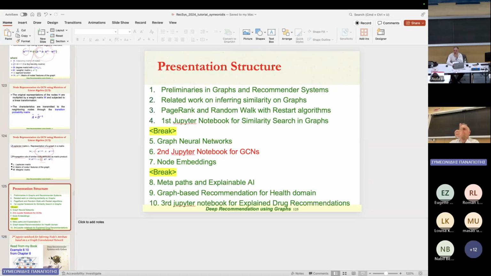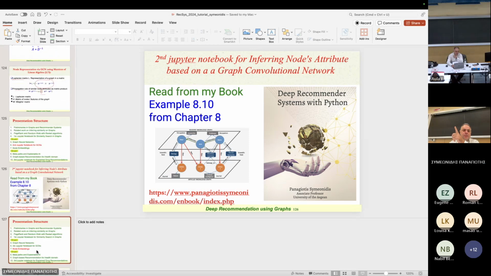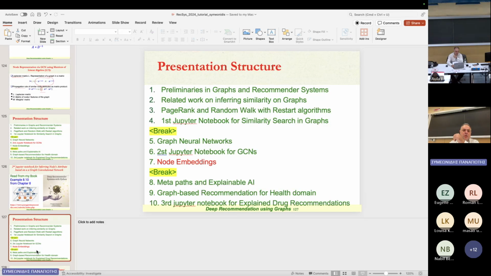Is there any question so far? Well, we will continue with node embeddings, and then we will have some material about metapaths and the work in the health domain.